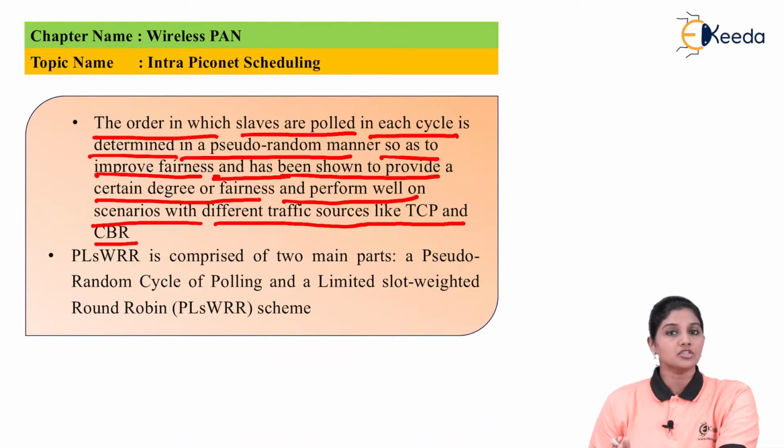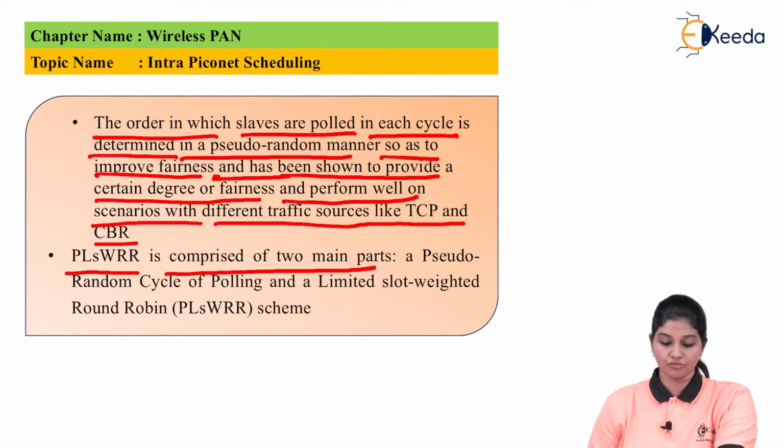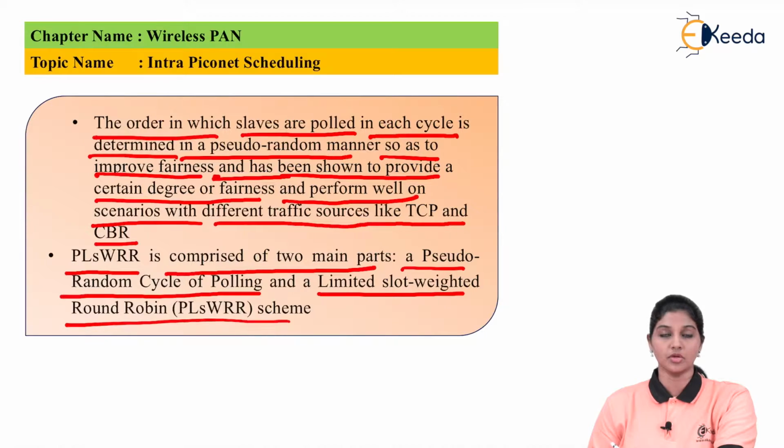Because of that, it is possible to provide an equal chance of data exchange to each of the slaves, and therefore the channel bandwidth, or we can say the polling, can be done in a fair manner, giving an equal chance to each slave. Now here, PlWRR basically consists of two parts. The first part is a pseudorandom cycle of polling, and the second is a limited slot weight round robin algorithm. So PlWRR is basically a combination of two different types of algorithm.